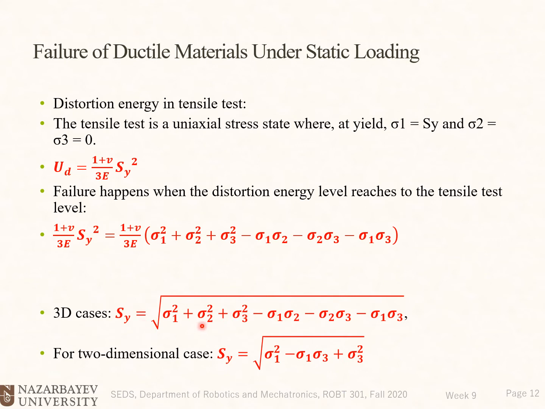So now we know that for multi-directional cases or 3D cases, when a combination of these sigmas causes this equation to be equal to or more than Sy, failure happens. For two-dimensional cases, simply we don't have sigma 2, sigma 2 is 0, and Sy will be equal to the square root of sigma 1 squared minus sigma 1 sigma 3 plus sigma 3 squared. So this is basically the conclusion of this part, and we want to see how we could now use this final equation.